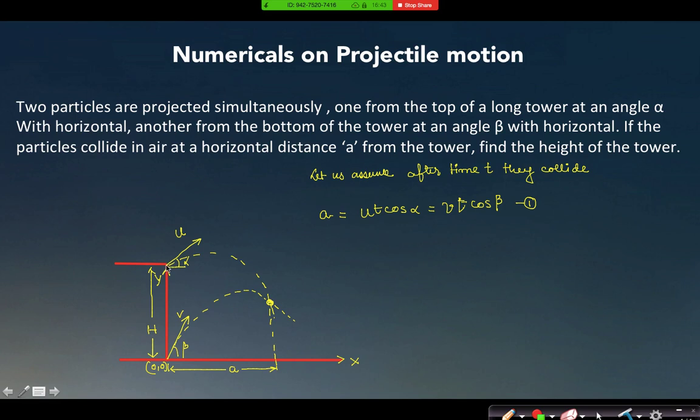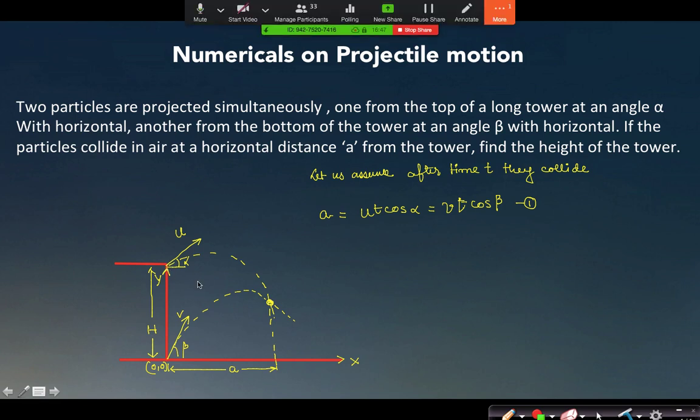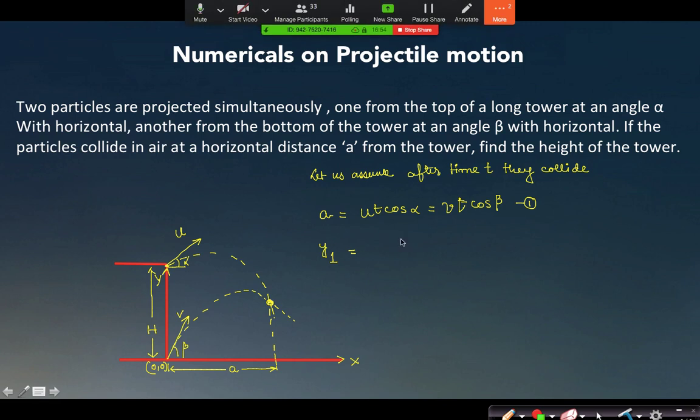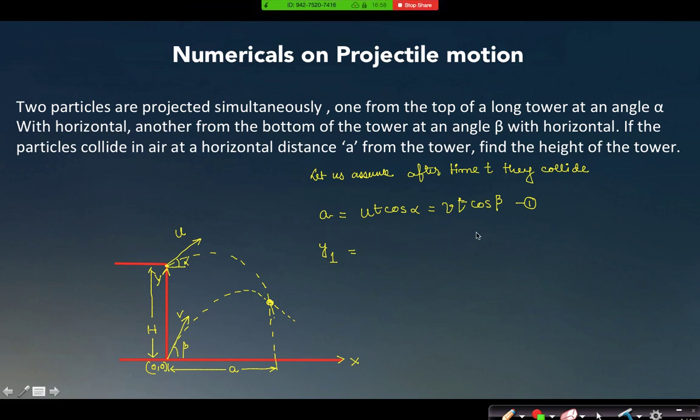Now, what about their vertical position? Can you tell me what is the vertical position of the first particle after time t? What equation I can write? Ut sin alpha minus half gt square, so plus h also. Yes, plus h. Why? It is the displacement, and plus h as its initial position vector is plus h.